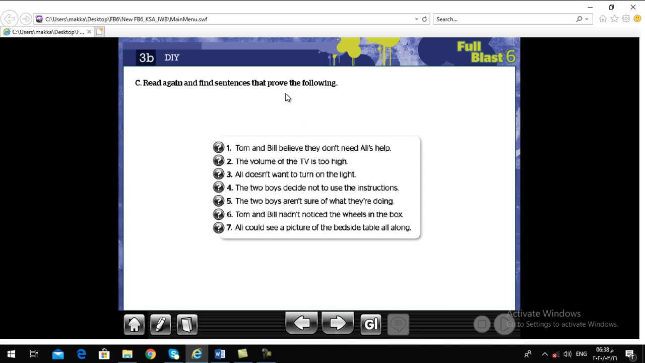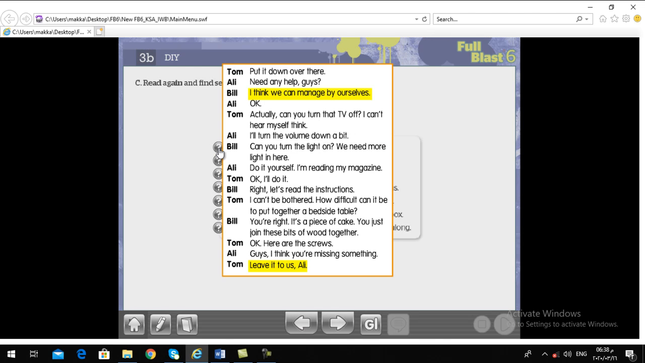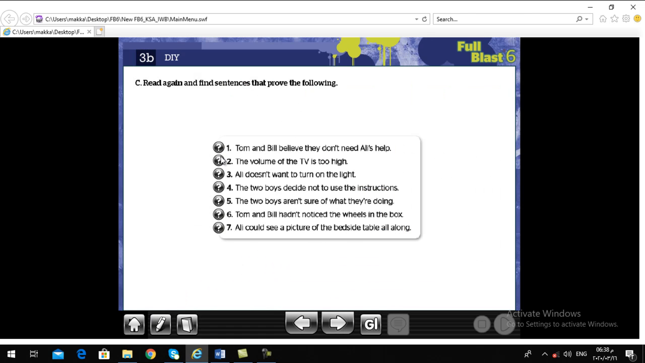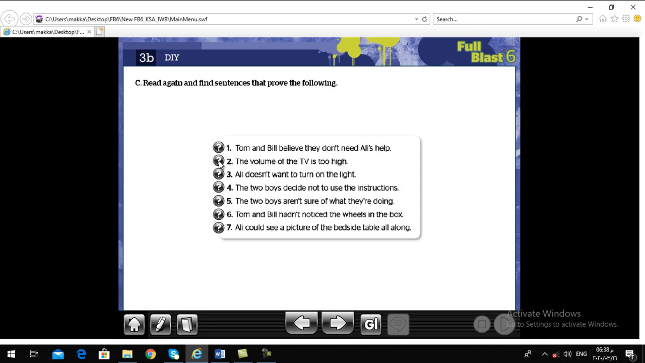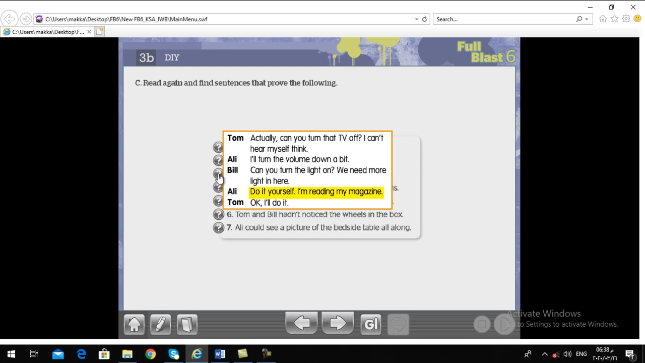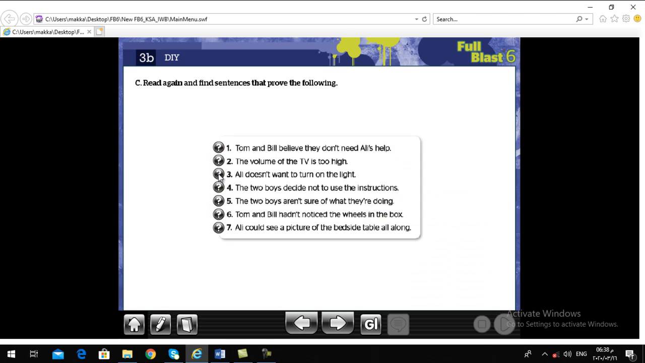Now prove. Read again and find a sentence to prove the following. Tom and Bill believe they don't need Ali's help: we can manage by ourselves. The volume of the TV is too high. Can you turn it off? Turn the TV off. Ali doesn't want to turn on the lights: do it yourself, I'm reading.